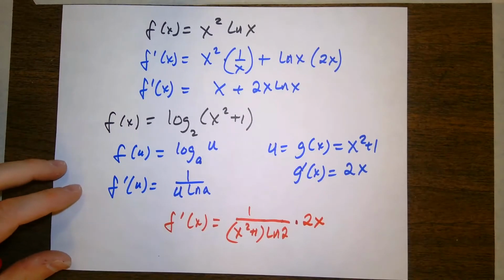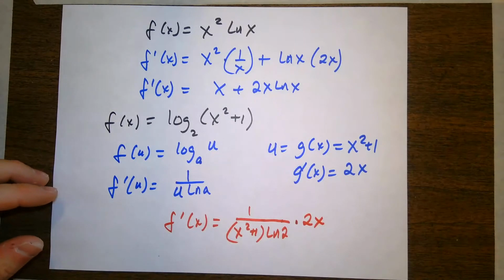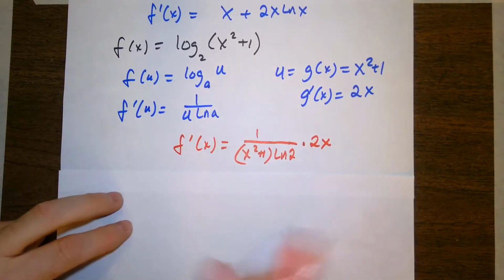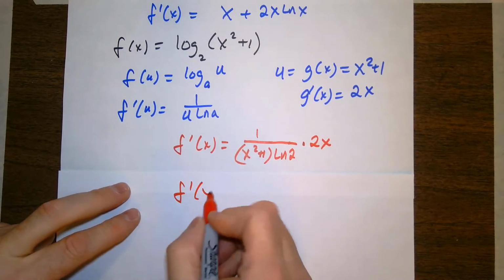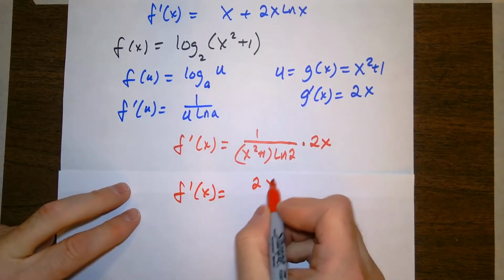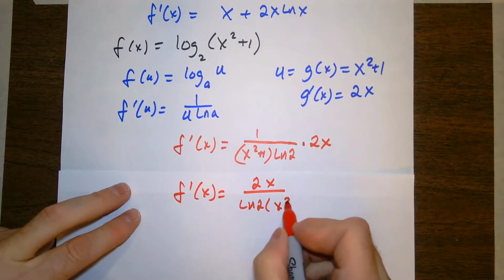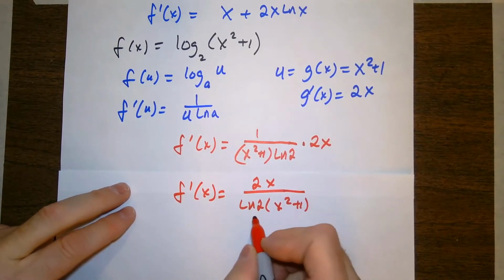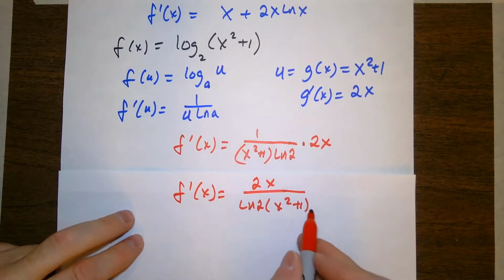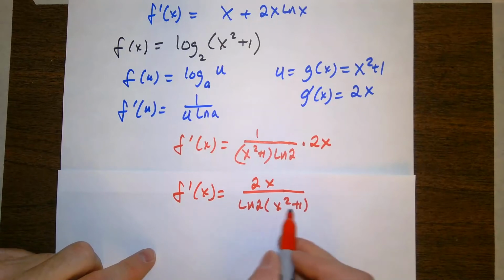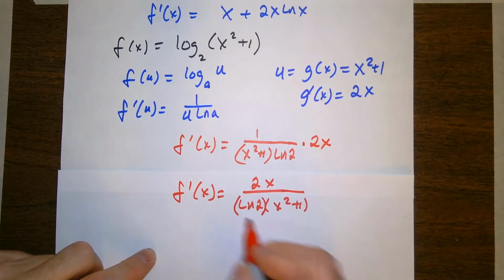2x. If I clean this up a little bit, make it look a little nicer, I'm going to get f prime of x, the derivative, is going to be 2x over the natural log of 2 times x squared plus 1. And I might leave the natural log of 2 over there. I don't want you to think it's the natural log of 2 times that. The natural log of 2 is its own number.